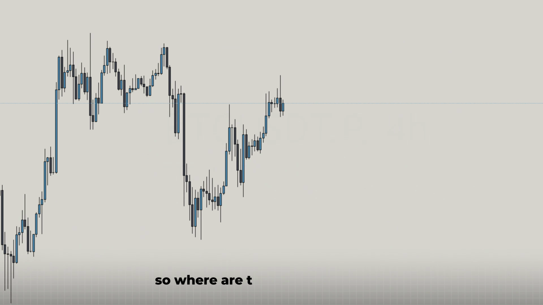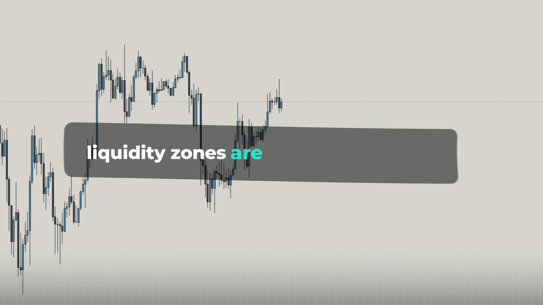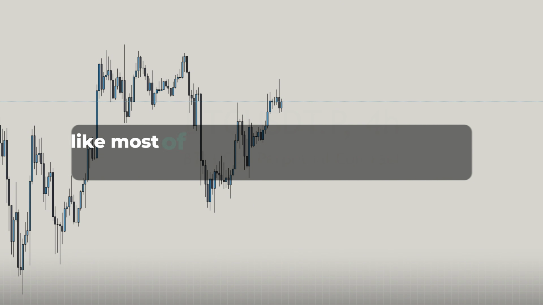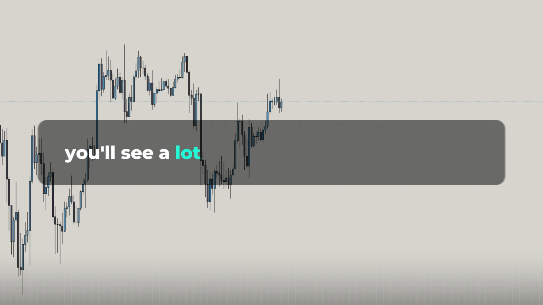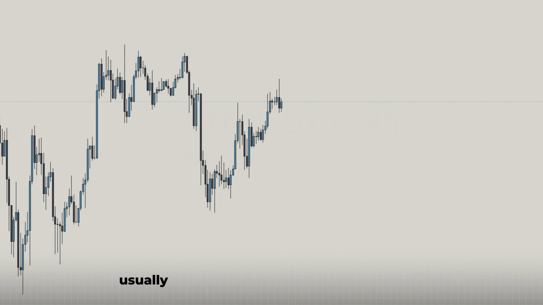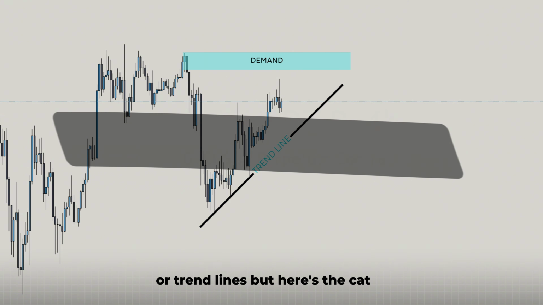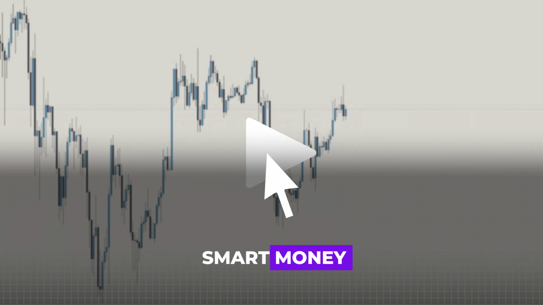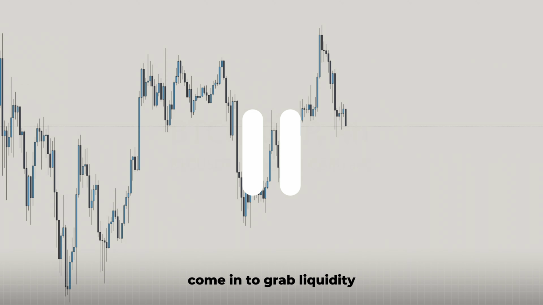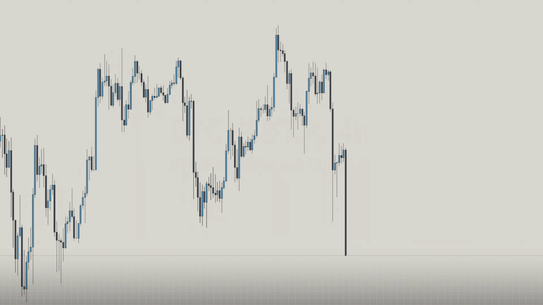So where are these liquidity zones and why do they matter to you? Liquidity zones are where retail traders, like most of us, are heavily involved in the market. These are areas where you'll see a lot of buying or selling pressure, usually around key levels like demand zones or trend lines. But here's the catch. These zones are also where big players, or smart money, come in to grab liquidity before making their real moves.